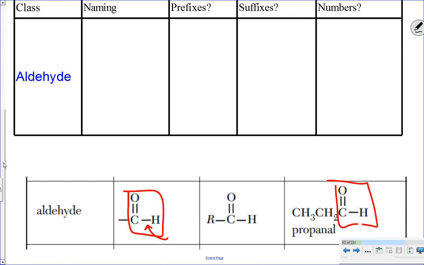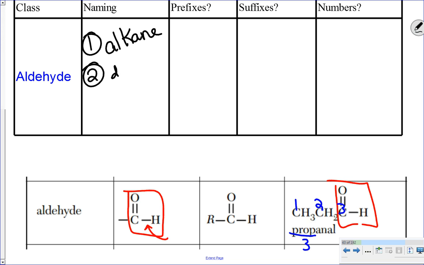When we want to name our aldehydes, these are among some of the easiest to name. Simply count how many carbons are in your chain. 1, 2, 3. Make sure to include the carbon of the functional group. 3 carbons give us that prop prefix. So we're going to start by calling this propane, for example. So we start by alkane naming. And then instead of calling this propane, we drop the E on the end of propane, and we change it to an AL ending. So propane becomes propanal.